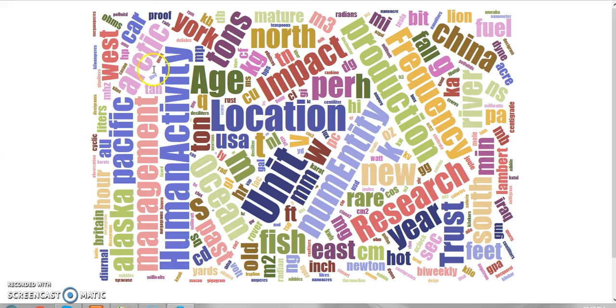So as you can see, there are a lot of mentions of Arctic, Pacific, management, human activity, and location. So which tells us that there have been a lot of references to human activity, a lot of references to the Arctic, which is related to the polar regions, related to North, and related to research, and we found a lot of these references in the data that we have.